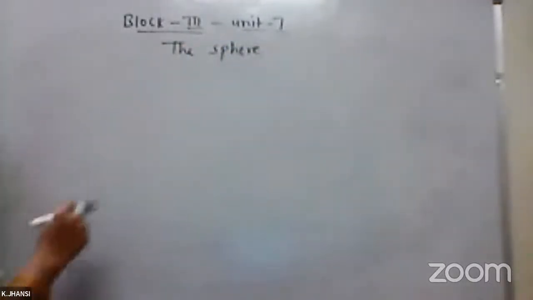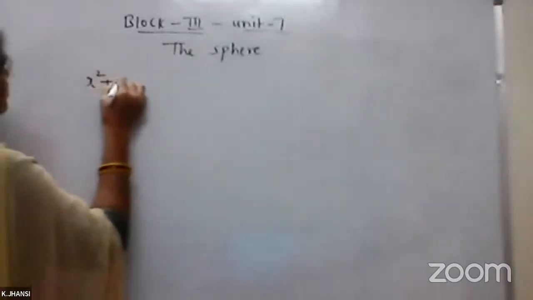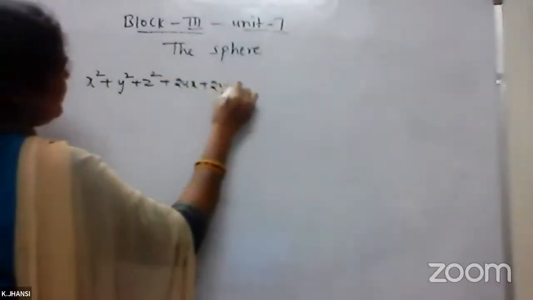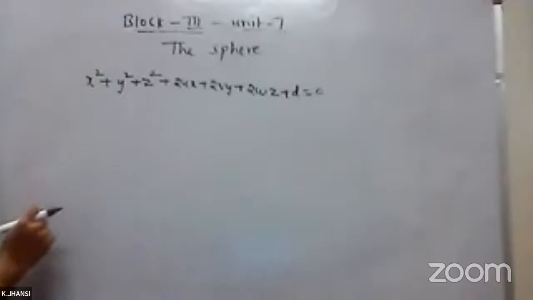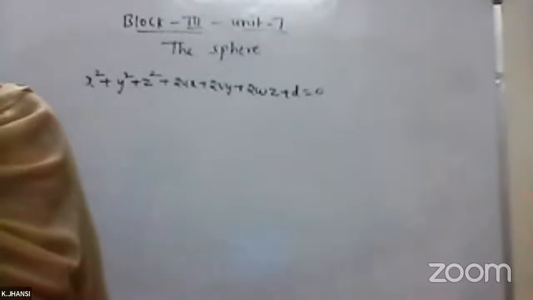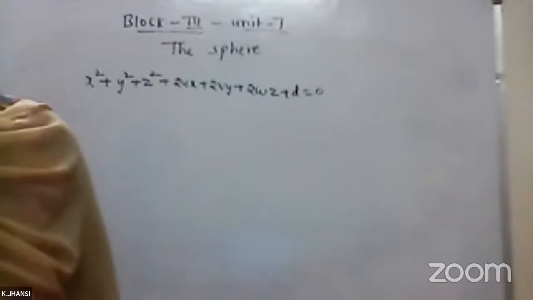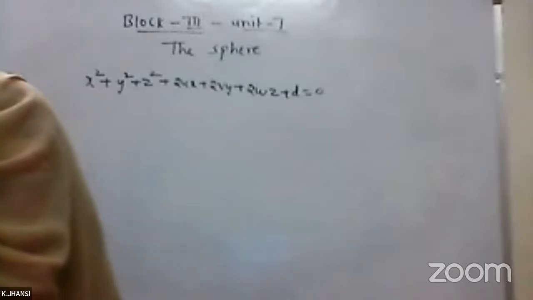Here the general or standard equation of the sphere will be x square plus y square plus z square plus 2ux plus 2vy plus 2wz plus d equals 0. No need of the proof of the theorem for finding the equation of the sphere. They will not ask that, only the equation of the sphere, what is the center, what is the radius. If the sphere passes through the origin, you will get only x square plus y square plus z square equals r square.